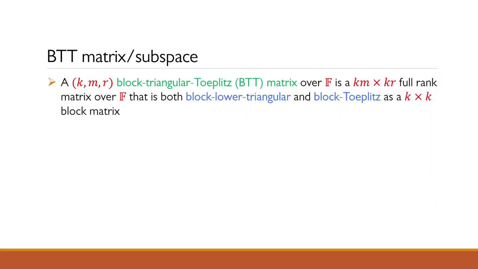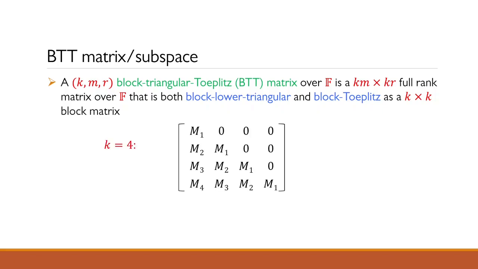Here's the definition of BTT matrices and BTT subspaces. We define a (k, m, r) block triangular Toeplitz matrix, or a BTT matrix, over field F to be a km by kr full-rank matrix over F that is both block lower triangular and block Toeplitz as a k by k block matrix. Here's an example. When k equals 4, we have a 4 by 4 block matrix, and each block is an m by r matrix. As you can see, this matrix is block lower triangular, and it's also block Toeplitz, meaning that on each diagonal, the blocks are the same.